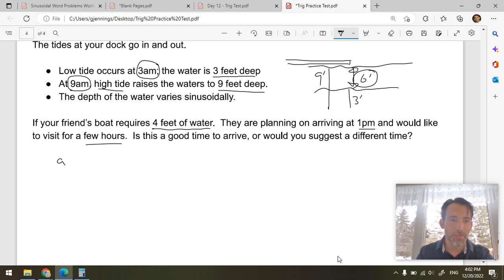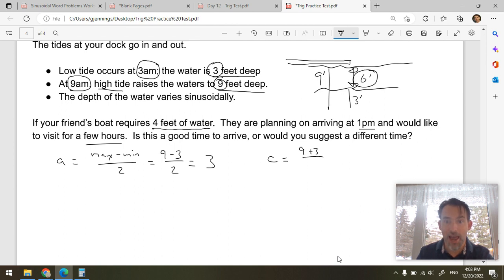All right. So the amplitude is going to be equal to the maximum minus the minimum divided by 2. And in this case, here's the maximum, 9. Here's the minimum, 3. So that's 9 minus 3 divided by 2. That's 3. So the amplitude A is 3. The horizontal axis, C, is equal to the maximum plus the minimum divided by 2. So 9 plus 3, the average of those two, divided by 2. So that is 6. That's the average height of the water, 6 feet.